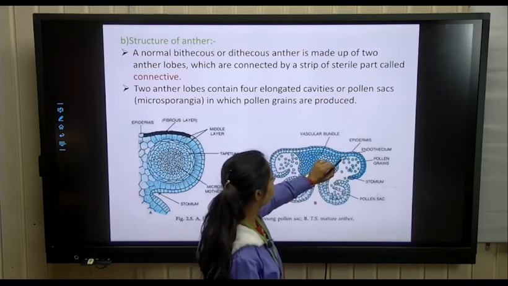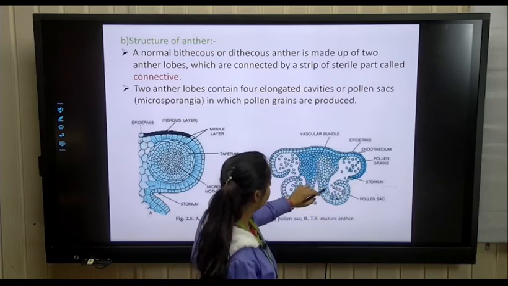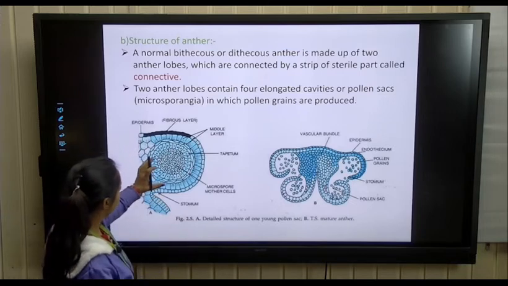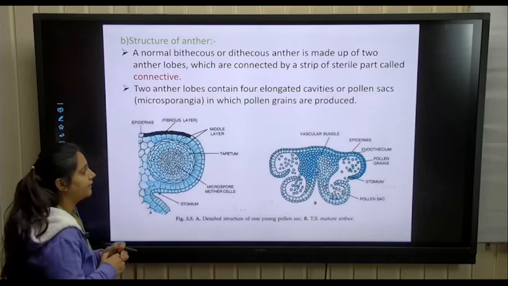And pollen grains are situated inside the pollen sac, and there is a thin layer that is known as the stomium, that is also present inside. This is a young anther, and this is a mature anther. This is a TS section, like a transverse section.